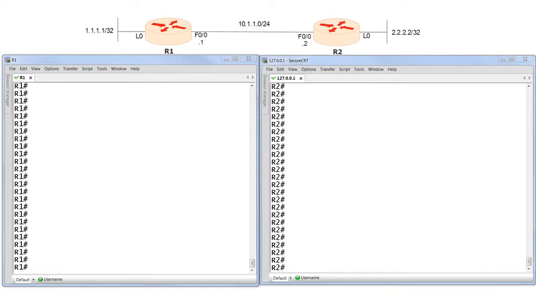CCNA Challenge: EIGRP. We have two routers, R1 and R2, directly connected. EIGRP has been enabled, and the problem is that I cannot see this network on R2 and this network on R1 when I check the routing tables. Your job is to identify the problem and suggest what to do with it.